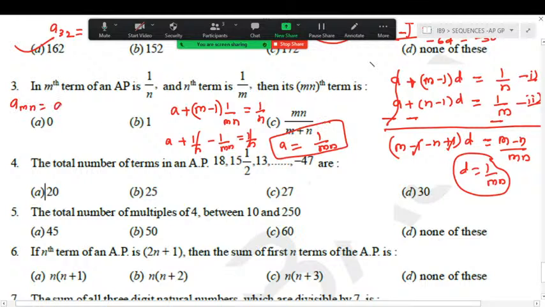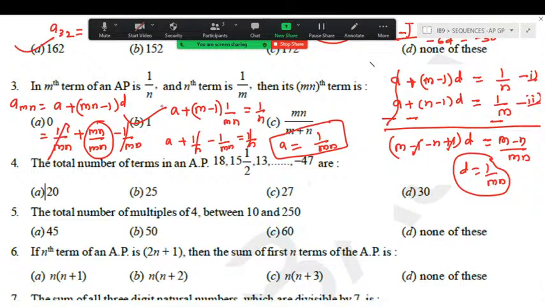It should be a plus mn minus 1 into d. I'm substituting a being 1 over mn, and d being 1 over mn. I need to put mn minus 1 here, and it can be cancelled out. It is only 1. The option is B. Is it okay for you? Time is over, all right.